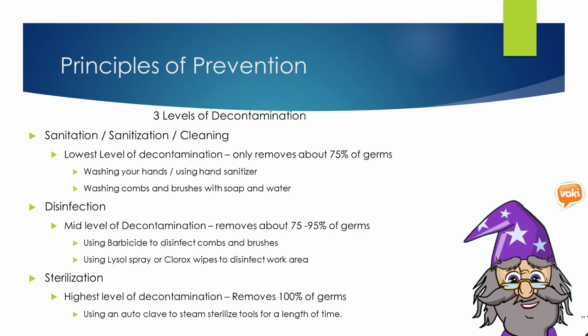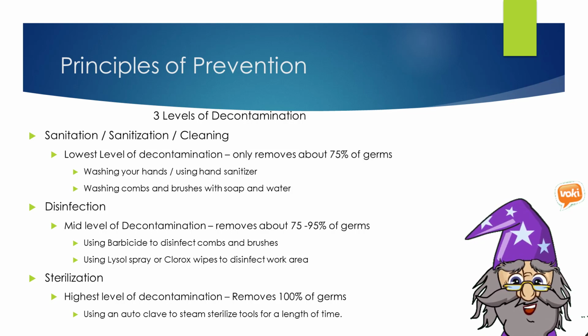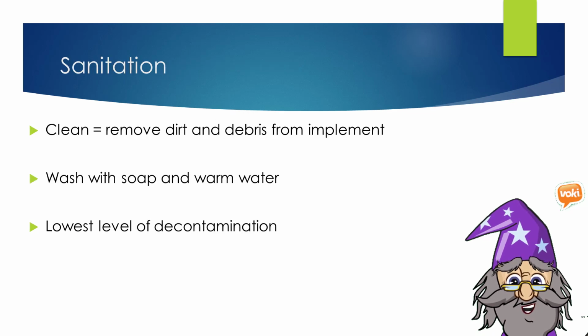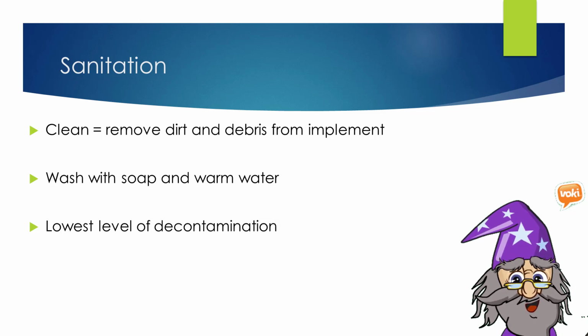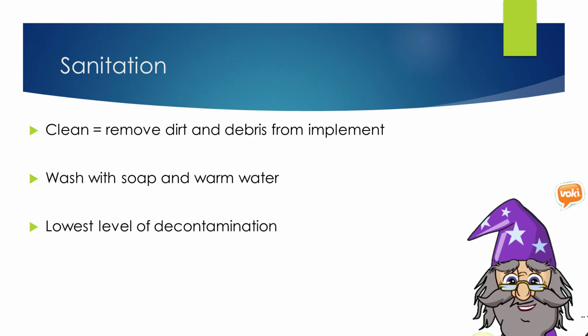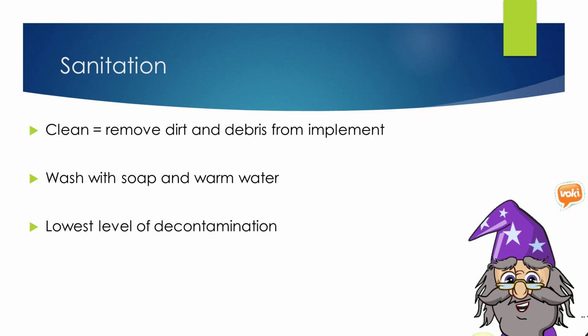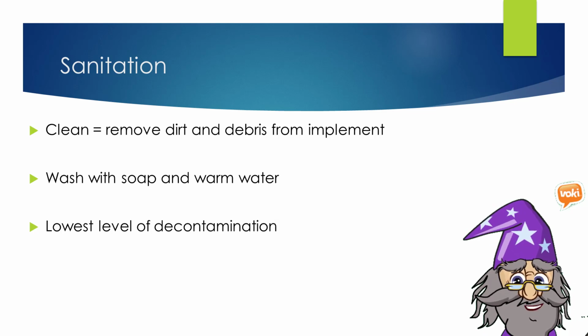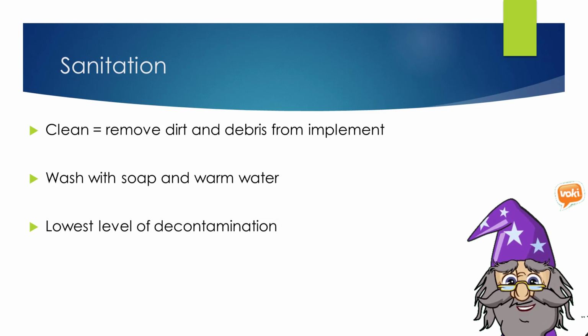There are 3 levels of decontamination: sanitizing, disinfecting, and sterilizing. Sanitizing, also known as sanitization, and cleaning, is the lowest level of decontamination. This process only removes about 75% of germs. Washing your hands with soap and water, or using hand sanitizer, or washing combs and brushes with soap and water, are both examples of the lowest level of decontamination, known as sanitizing.